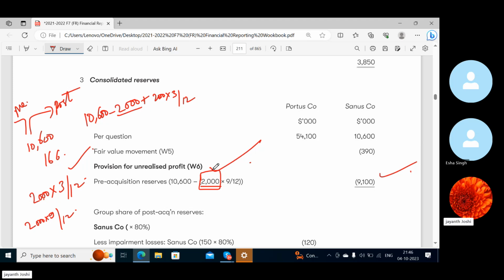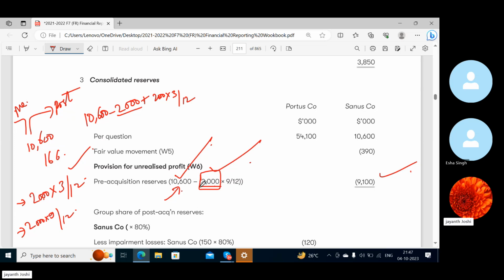So 2,000 is something whereby two divisions will happen. 3 by 12 is pre-acquisition, 9 by 12 is post-acquisition. Pre-acquisition is already included in this 10,600. If we remove the post-acquisition profits, we directly get pre-acquisition profits. Did you understand now? 10,600 has the entire profits from Jan 1st till December 31st. That is, it also has pre-acquisition profits. What we want is only pre-acquisition profit for calculating goodwill. So we need to remove the post-acquisition profits from this total profit, which is at the end of the year.